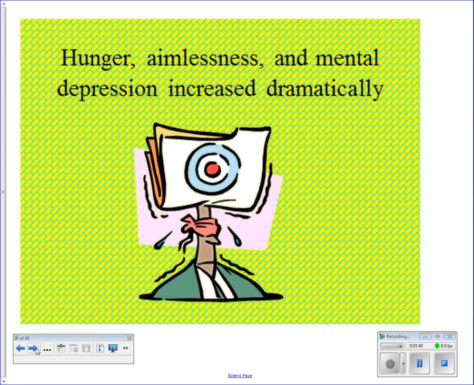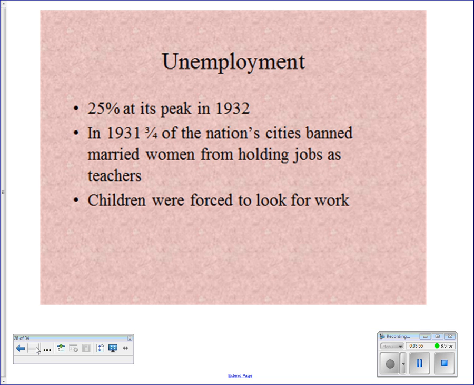You saw hunger, aimlessness, and mental depression increase dramatically because of what people were going through. Sometimes maybe just one meal a day. There are some websites that show you the prices of things and what it would have cost to live during the Depression. Nothing really to measure that statistic.